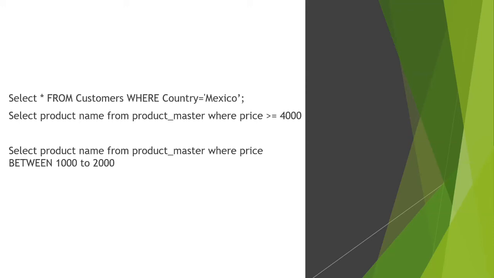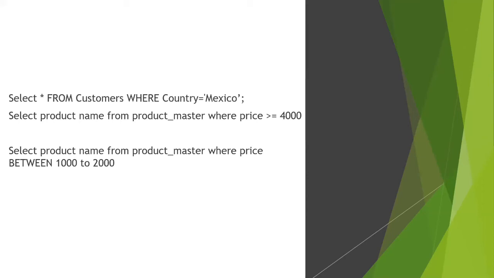So it will show all the customers from Mexico. Yes, correct, Vijayalakshmi. Yes, thank you. That's correct. It will show you all the customers from Mexico. Select product name from product master where price is greater than or equal to 4,000. So what will this query retrieve? It would only return product names where the price is greater than or equal to 4,000, so starting from 4,000 upwards.